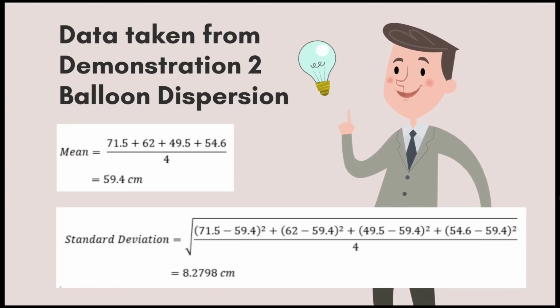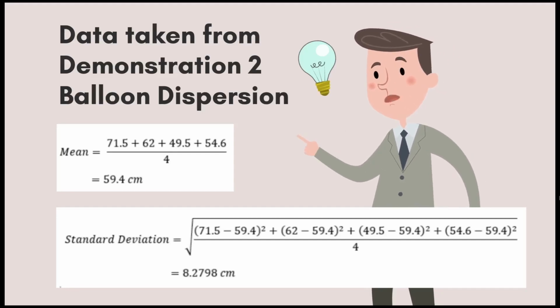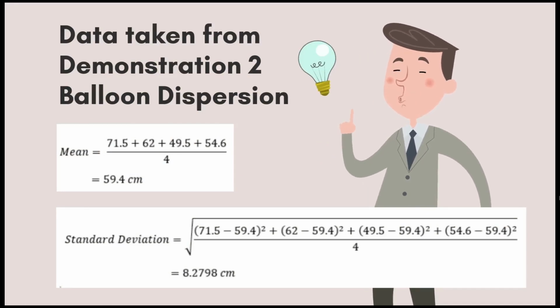After calculating the mean, now we can proceed to calculate the standard deviation. First, we calculate the circumference of the first balloon minus the mean and square that. The circumference of the second balloon minus the mean and also square that, and so on until the last balloon. Then, we divide by the number of balloons, which is 4, and square root them. So each balloon has some deviation from the mean, but on average, the balloon deviates 8.2798 cm from the mean, which is the standard deviation.